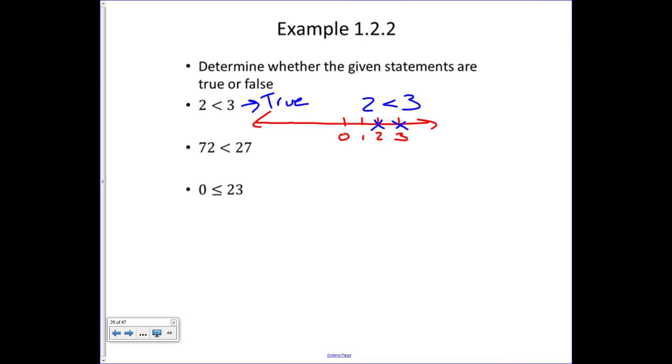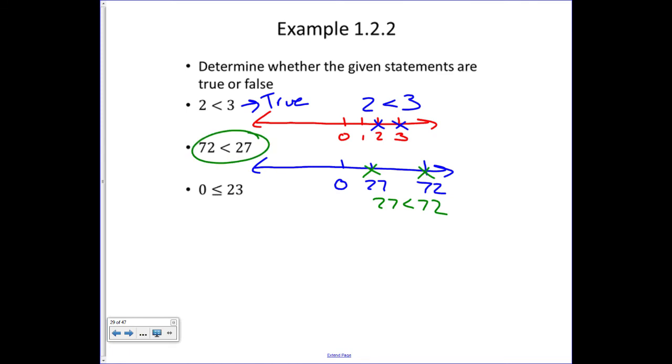Well, we're going to draw a similar number line here. Here's 27, here's 72. 27 is obviously less than 72. But here it's listed as 72 is less than 27, so this one is false. For this last one, we have 0 is less than or equal to 23. And since we know that 0 is less than or equal to 23, we can say that that one's true.